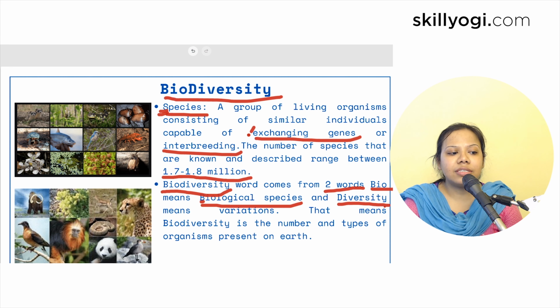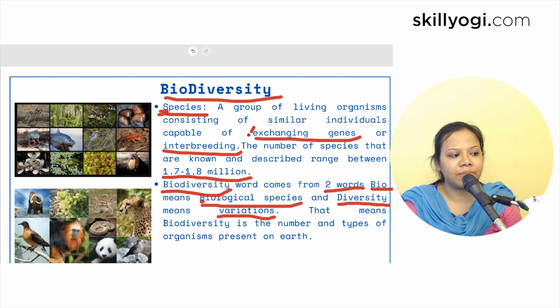And what is diversity? Diversity means the variations, the different types of species. I have previously told you that in our world 1.7 to 1.8 million species are present. So this number is known as the variations, the diversity. That means what is biodiversity? Biodiversity means the variations of species.